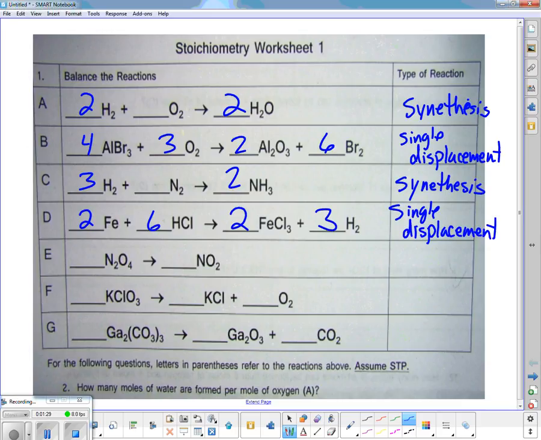Okay, E. Okay, and what type is it? It's what? Animals do when they die? Decomposition. Decomposition. Because it's one thing going to two, even though the two are the same. Okay, F.